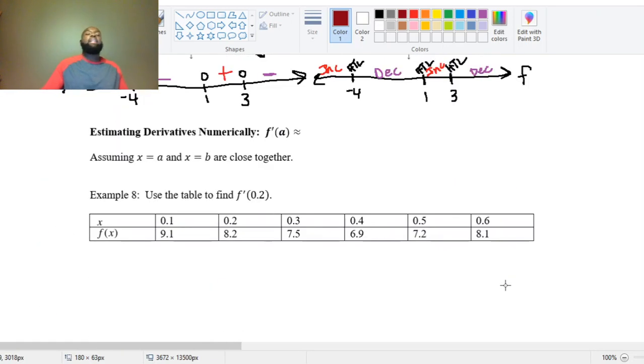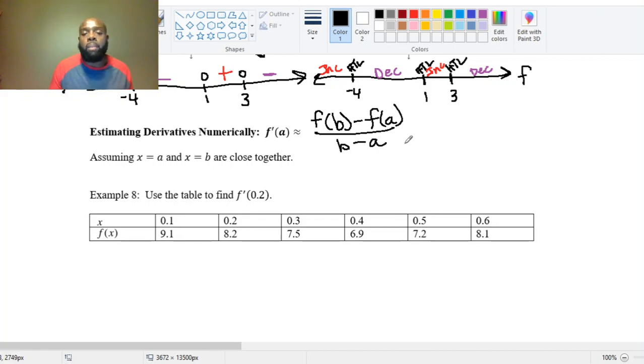Last but not least, we're going to review estimating the derivative numerically. This is something that we've already done before. This is the derivative at a point. Remember, your derivative at a point is basically you use your average rate of change function to help you get a good estimate of your instantaneous rate of change. So if I want to find f prime of a, I just use f of b minus f of a all over b minus a. But remember, this has to be a small interval, assuming x equals a and x equals b are close together.